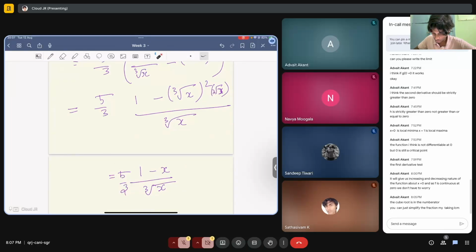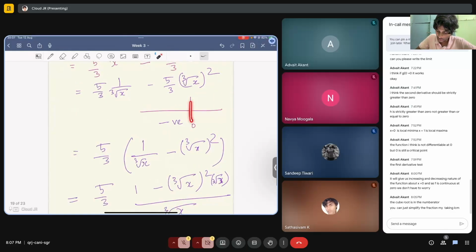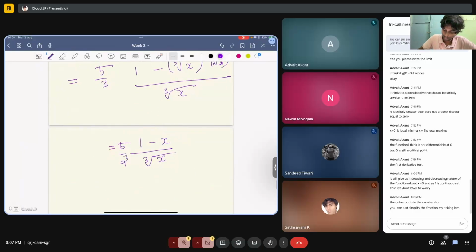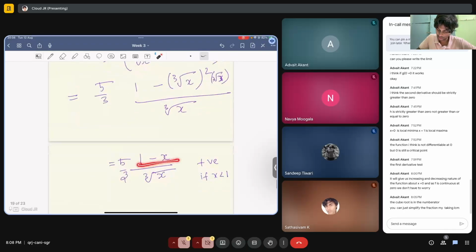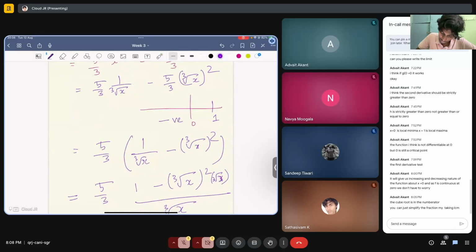Okay, but here you observe that as long as x is less than 1, so you have 0 here, and here you have 1. So whenever your number is between 0 and 1, this term is positive, right? So positive if x is less than 1. Okay, and when x is equal to 1, this term is 0. So here you have positive, and at this point it is again 0, the slope is 0, because we have already seen this as a critical point, and here it became negative.